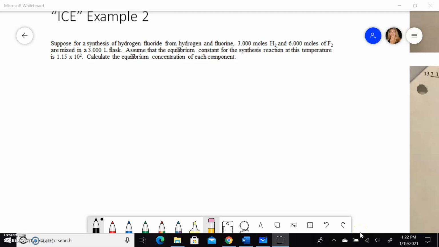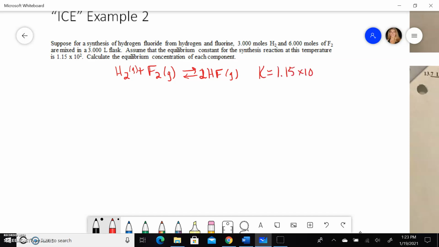All right, we're going to do another equilibrium problem using the ICE method for solving this. So first, let's go ahead and write out our reaction for this. And we already know K. And we know that K will equal the products raised to the power of their coefficients over the reactants.